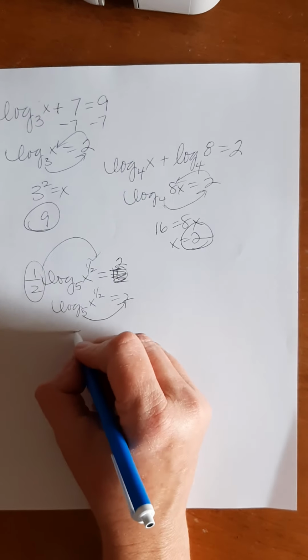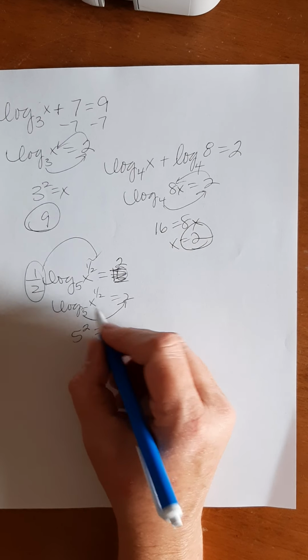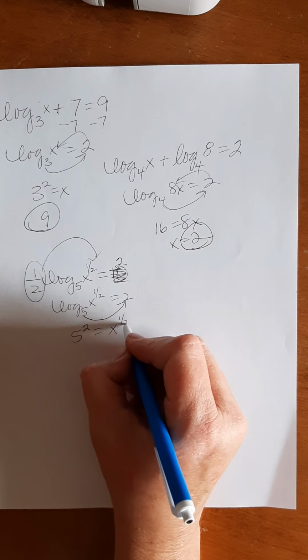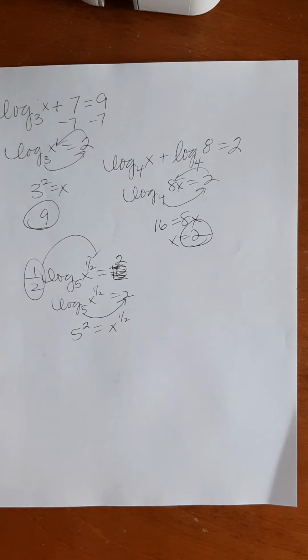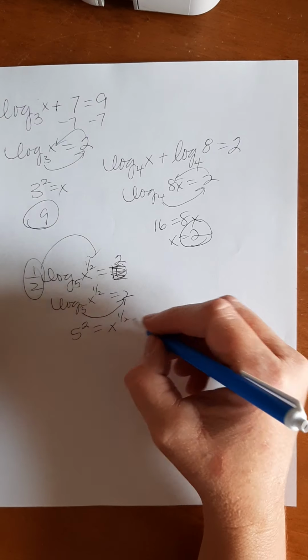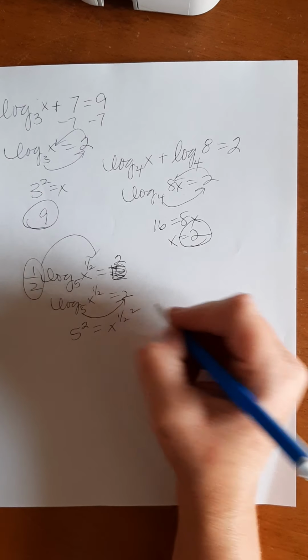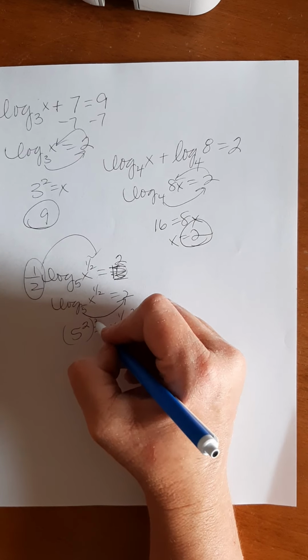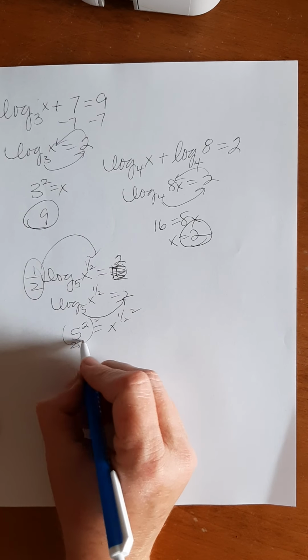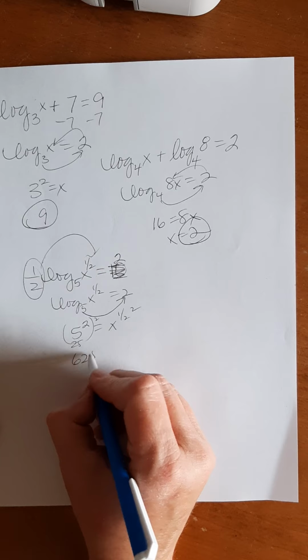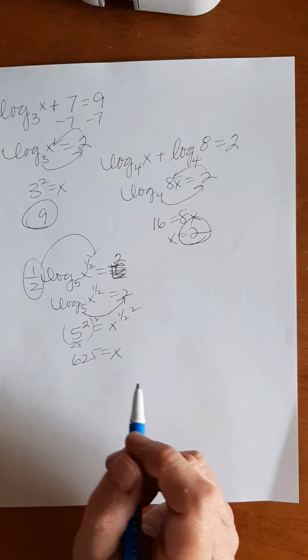So 5 squared equals x to the 1/2. And how can you get rid of a 1/2 power or square root? You square it. So 5 squared is 25, squared is 625.